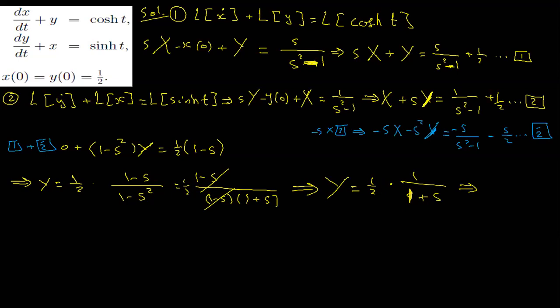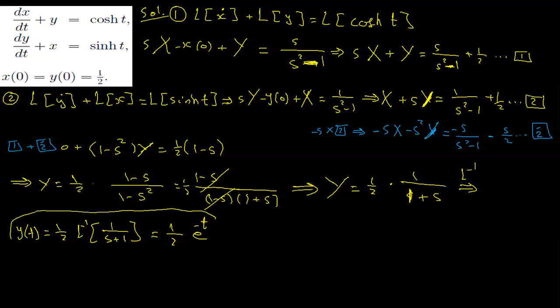Now give me the y small by taking inverse Laplace. So you will get y of t equal half Laplace inverse of 1 over s plus 1, which is half e to the negative t. Am I right here? This is your y of t. You found the first unknown. Great. How to find the second unknown?